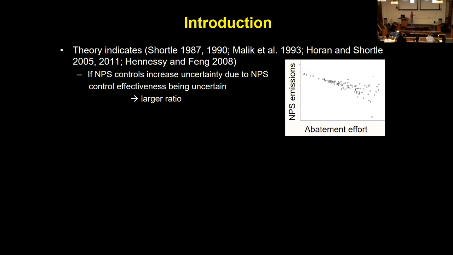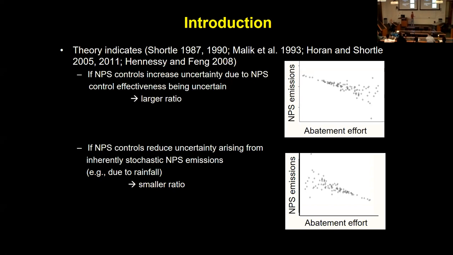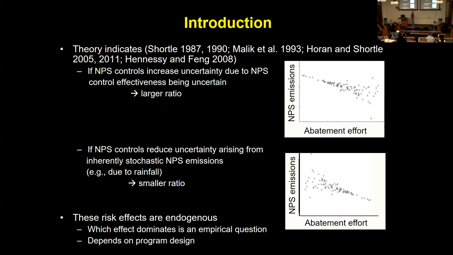this added uncertainty is costly. If the non-point controls reduce uncertainty, so here if you do nothing, you've got all this variation because of stochastic rainfall and so forth. But as we abate more, there's less runoff and maybe less variability. We'd want a smaller ratio. Which effect dominates is an empirical question, because risk here is endogenous. It's going to depend on program design. I'm going to show you this in a minute.